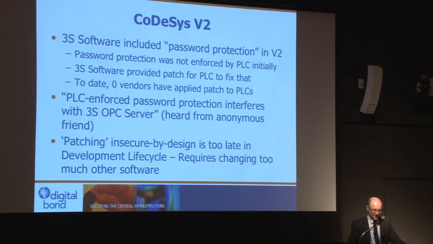So for CoDeSys version 2, 3S Software originally placed a password protection system on the engineering software. But the password protection was not actually enforced by the PLC. So the software would send the password to the PLC, and the PLC would send some data saying whether the password was correct or not. But as an attacker, you did not actually need to send the password to the software. If you just skipped that step of communication, you could still perform all of the actions.